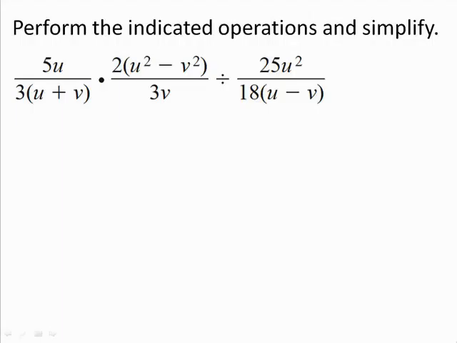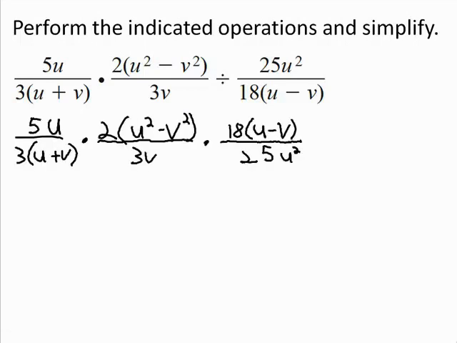Perform the indicated operations and simplify. 5u divided by 3 times the quantity u plus v, times 2 times the quantity u squared minus v squared divided by 3v, divided by 25u squared divided by 18 times the quantity u minus v. When dividing by a fraction, invert the divisor and multiply. Now multiply the numerators and denominators together.